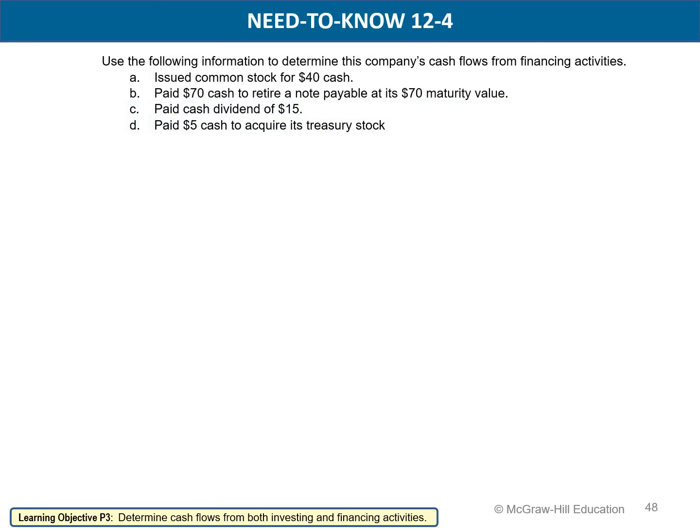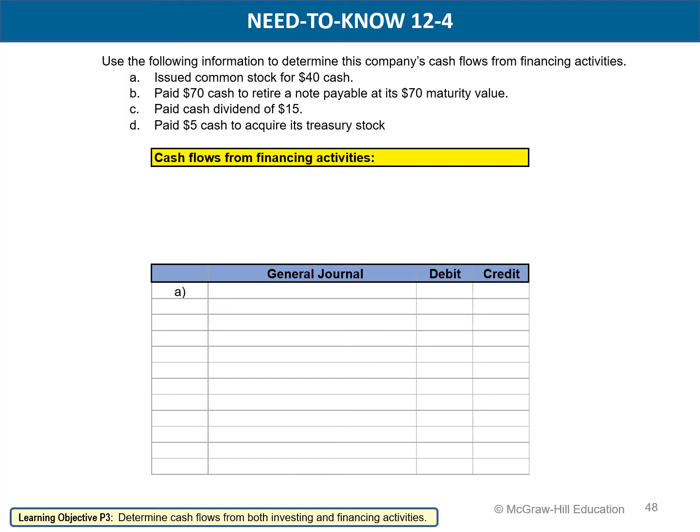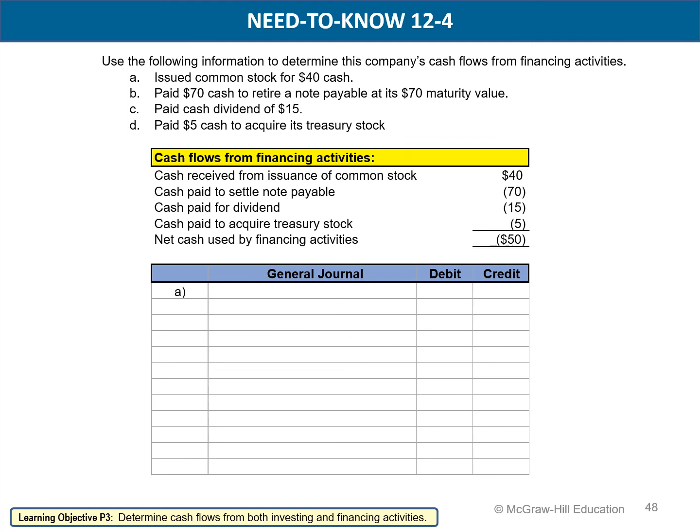All right, use the following information to determine the company's cash flows from financing activities. So in letter A, the company issued common stock for $40 cash. So we're going to have an increase, $40, to our financing section. They paid to settle a note payable, and they paid $70,000 for that. That's going to be cash going out. In C, they paid a cash dividend of 15, so that's going to be cash going out. And then in D, they paid $5 cash to acquire treasury stock, so that's also going to be cash going out.